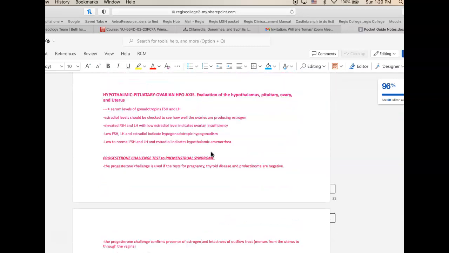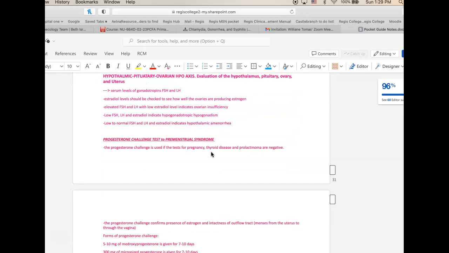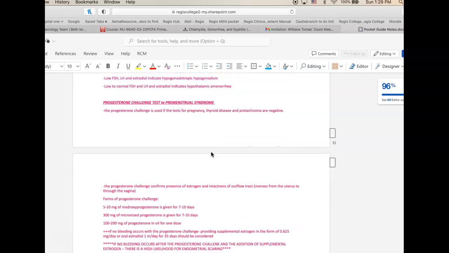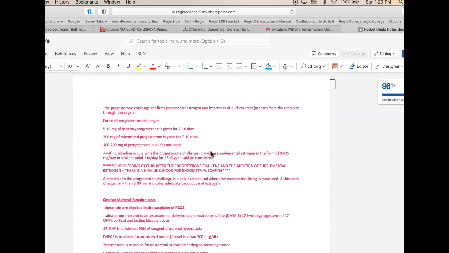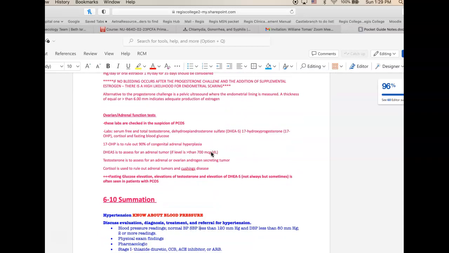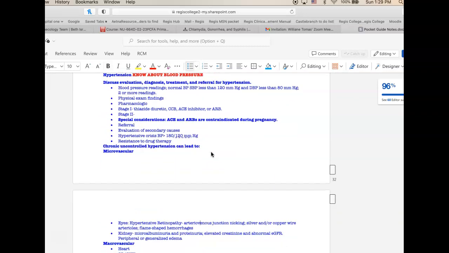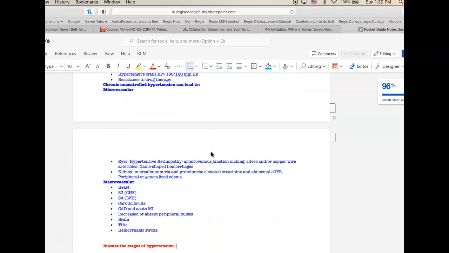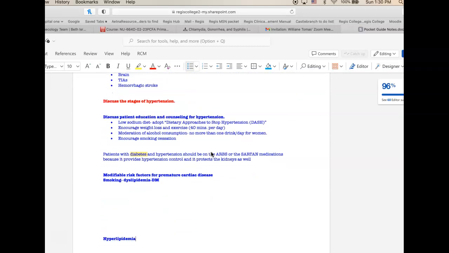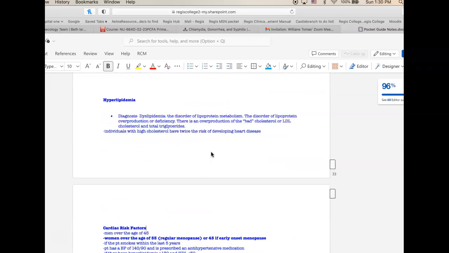And then we went into hypothalamic pituitary ovarian symptoms that could be shown and that we're going to see quite a bit of. Progesterone challenge for premenstrual syndromes and that inducing a period, ovarian versus an adrenal function test. And then I included a summation because that was our first test and I wanted to be able to have everything under one roof. So that's under my pocket guide.